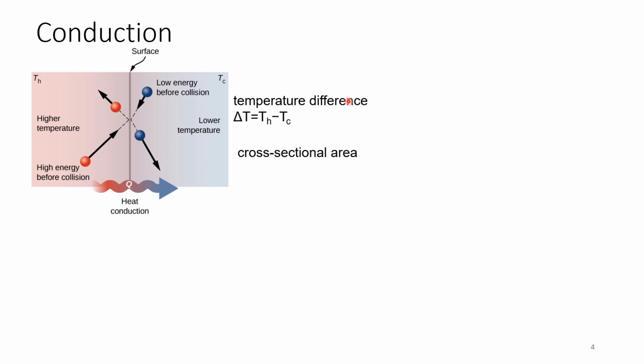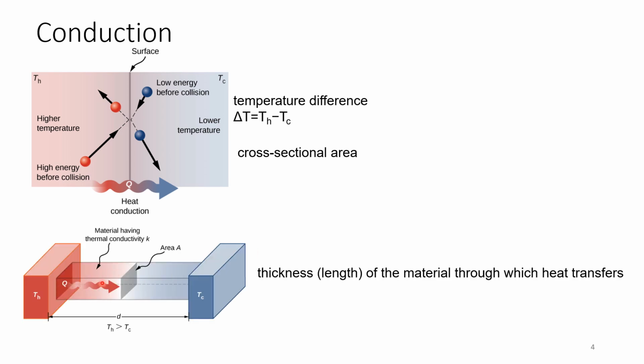Besides, because the number of collisions increases with increasing area, heat conduction is also proportional to the cross-sectional area, and this is the second factor to determine the heat transfer rate. The third factor is the distance. The greater the distance between hot and cold, the more time the material takes to transfer the same amount of heat.